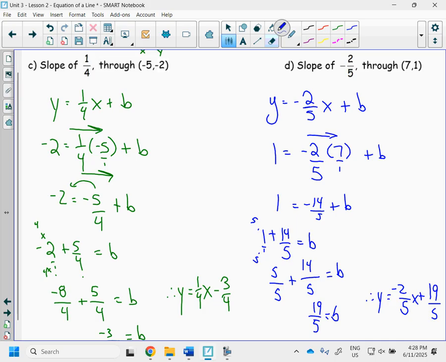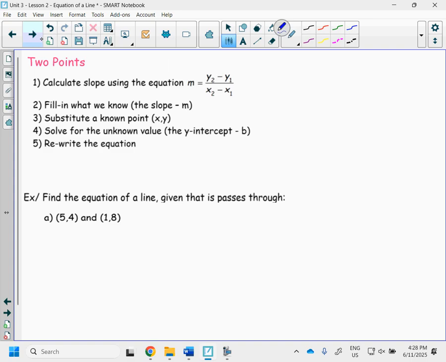Hopefully you guys got the same answer. Okay, we got one more little idea here. What if I change the situation just slightly and don't give you 1 point and the slope, but give you 2 points? Well, we can still find the line, because if we have 2 points, it makes a line. We just have to calculate the slope first, and we know how to do that already. So same steps as before. If you actually look at this, steps 2, 3, 4, 5, I just copy and pasted them from before, but I added in step 1. I said find the slope first, and we know how to do that already.